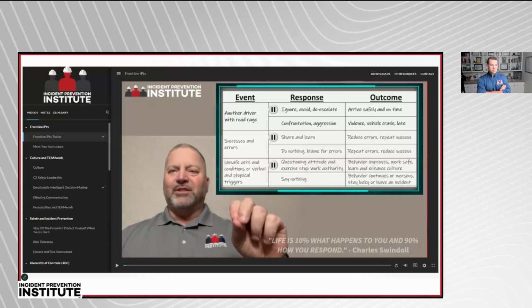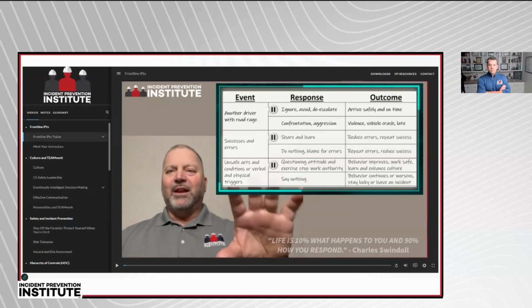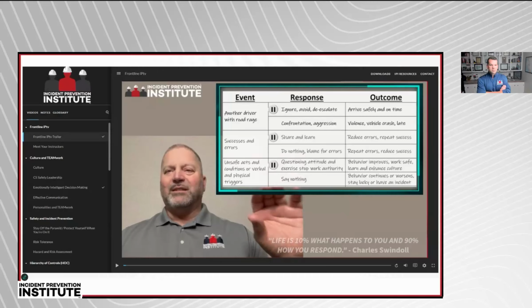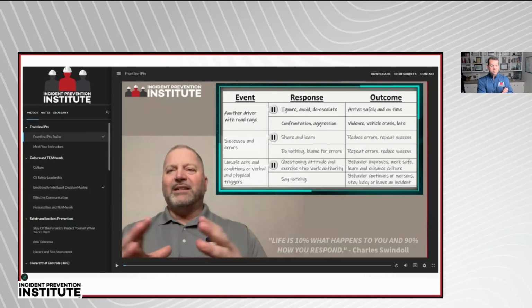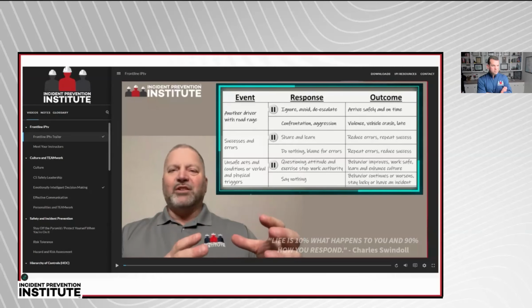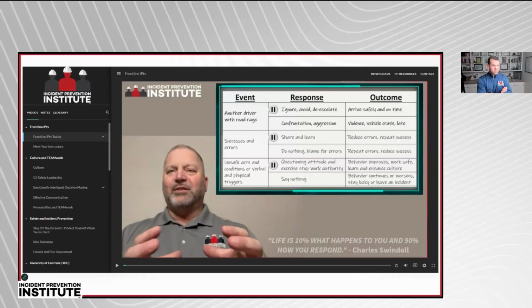We have a road rage person next to us, and if we ignore them and we carry on, or we get some distance between us and them, that could be the difference on what kind of outcome that we have. We really want to make sure that we respond to the type of outcome we want, so that the event we have doesn't really change, but the way we respond to it will give us that best result or outcome.